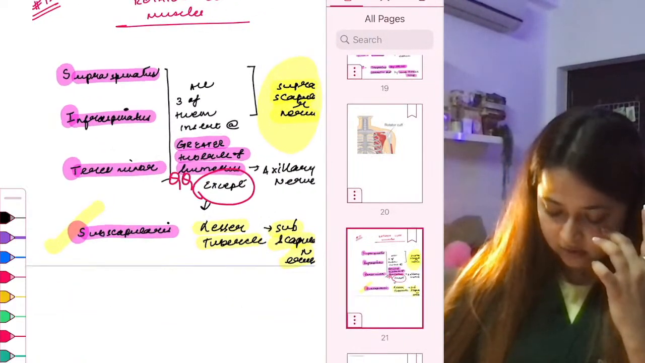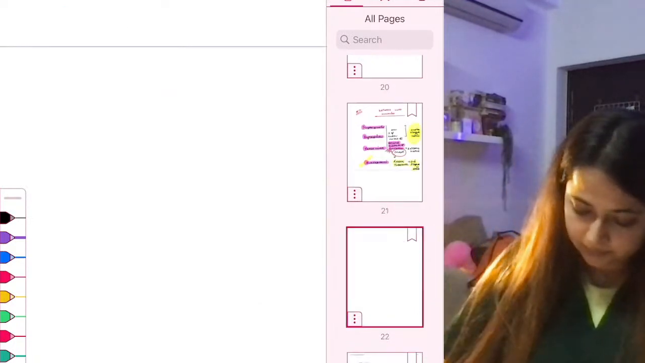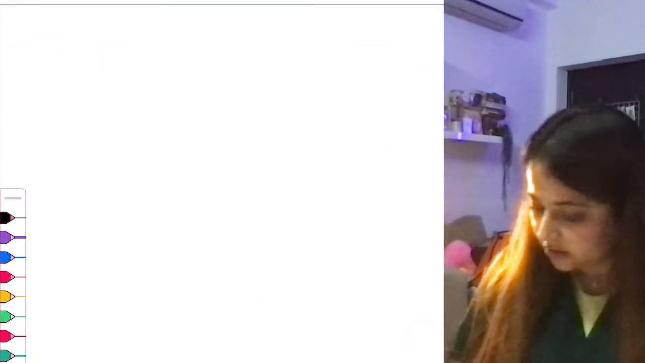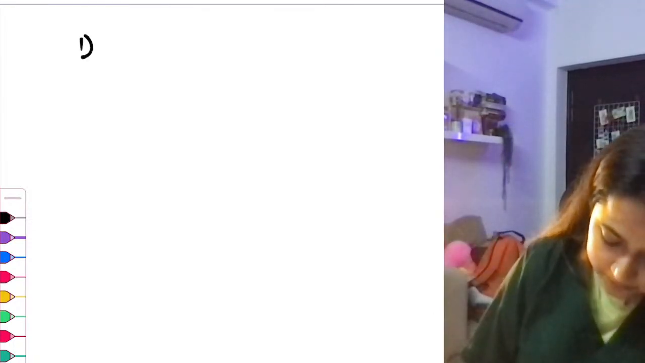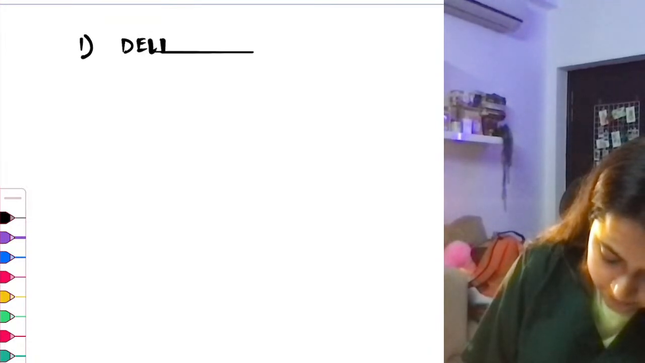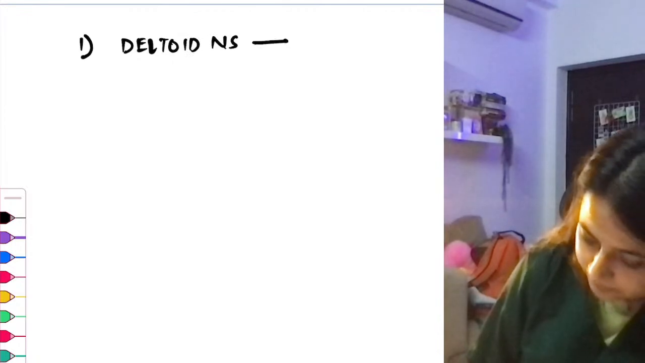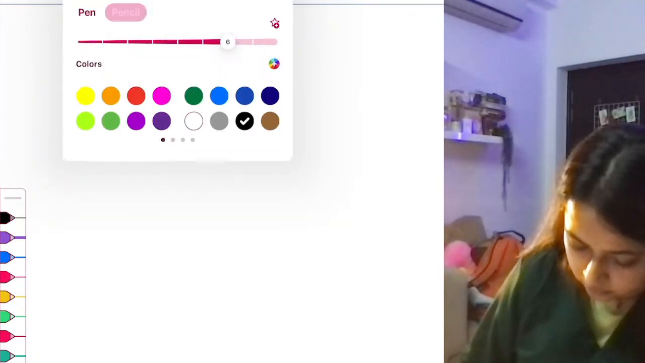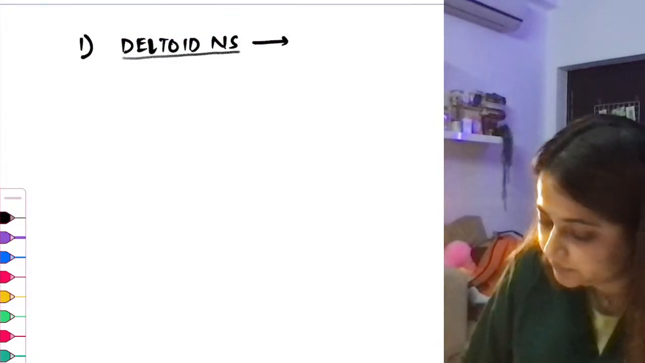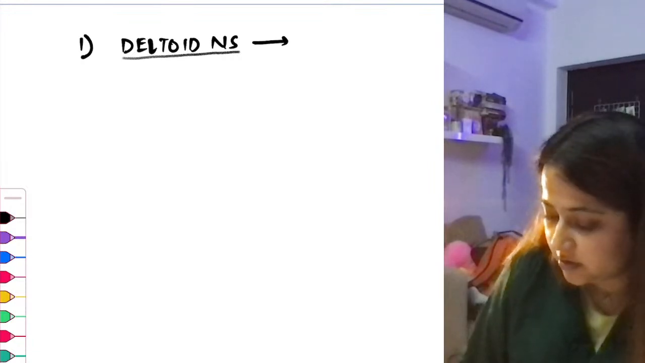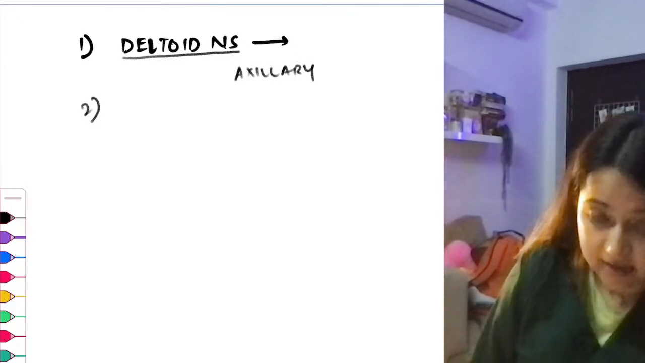So we will have a brief quiz here before we move on. Yes. So let me see who can answer these one by one. Number one, deltoid nerve supply. What is the answer? The answer to this question is axillary nerve. Excellent. Axillary nerve.